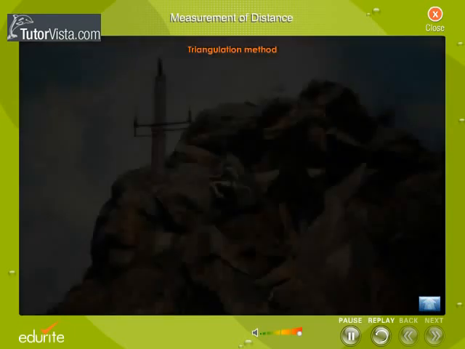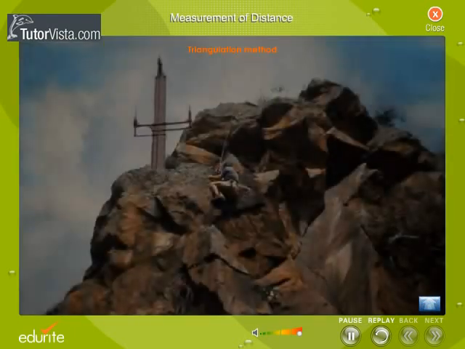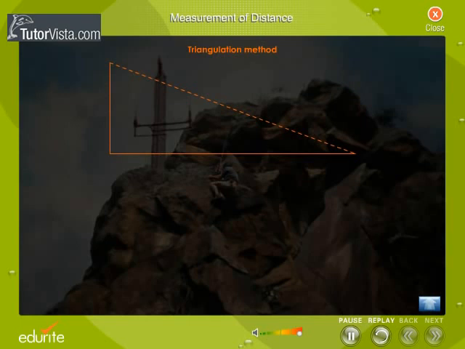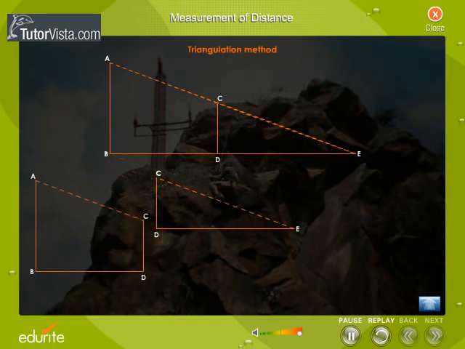Triangulation method. Triangulation method, which is used to measure the distance and the height, is based on the geometry of a triangle. Here we construct two similar triangles and then find the distance between the observer and the object by using the properties of similar triangles.